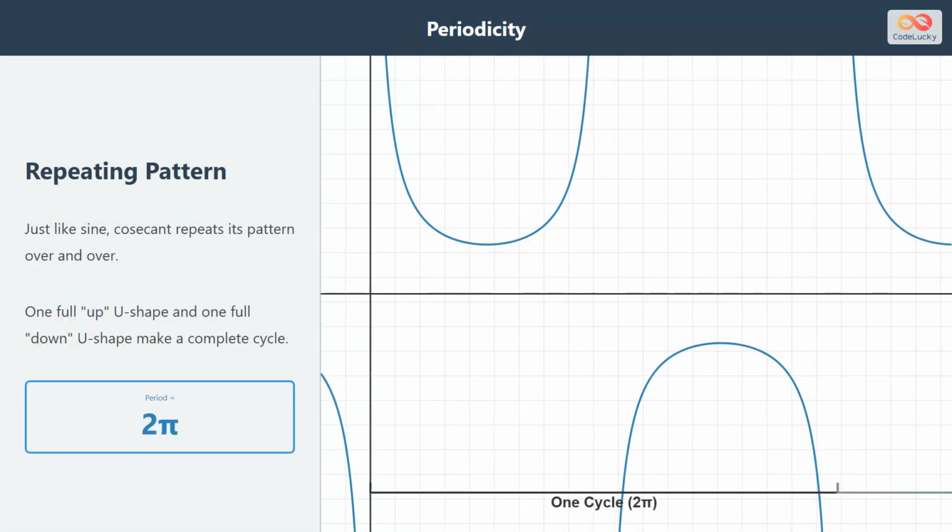Just like the sine function, the cosecant function is periodic. It repeats the same pattern over and over. One full cycle consists of 1 upward U-shape and 1 downward U-shape. This pattern repeats every 2 pi radians.